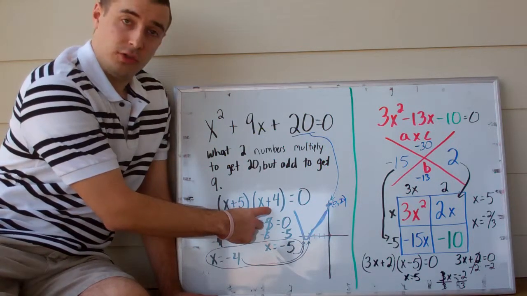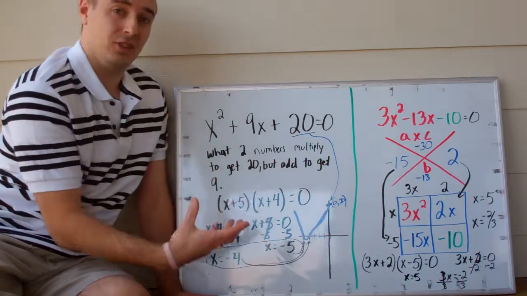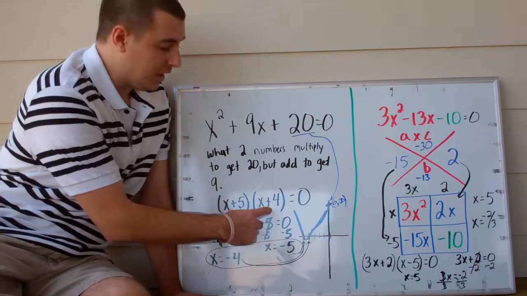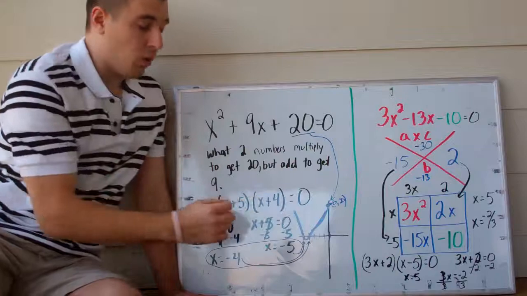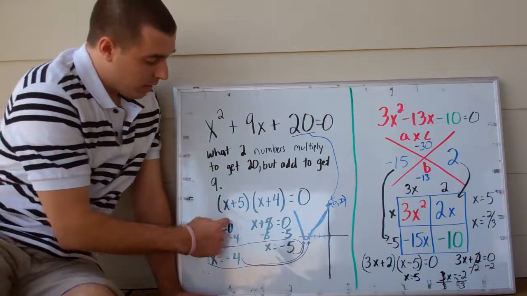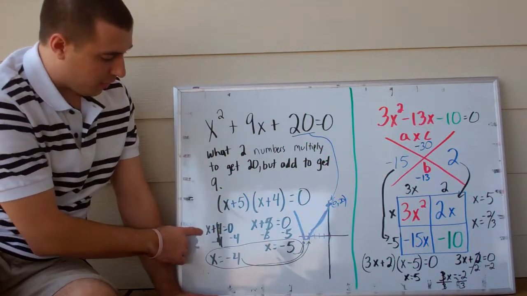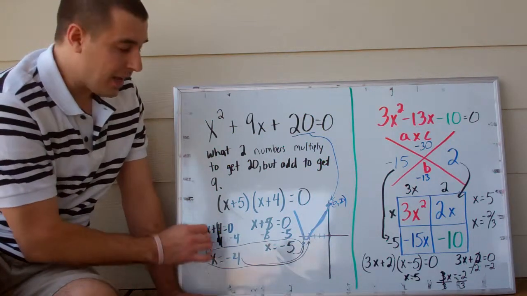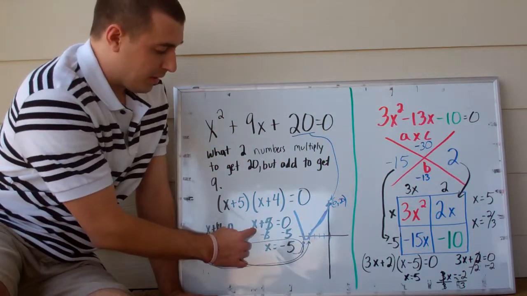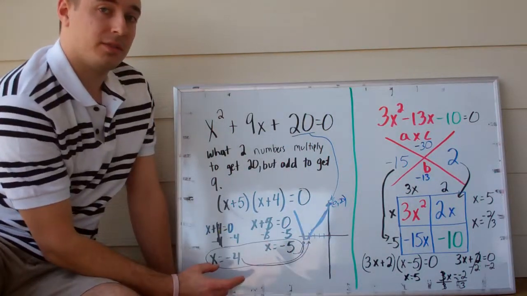If we want the solutions or the roots or the x-intercepts, we have to set these each equal to 0. So that's why 0 keeps popping up over here. When we set it equal to 0, basically then we have x plus 4 equals 0, subtract 4, x equals negative 4. Same thing here, x equals negative 5.